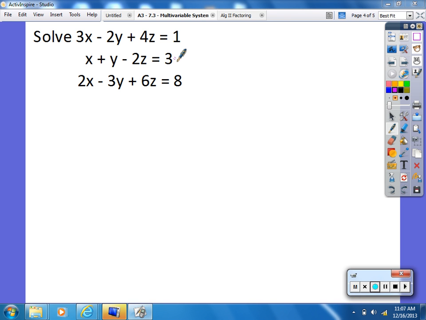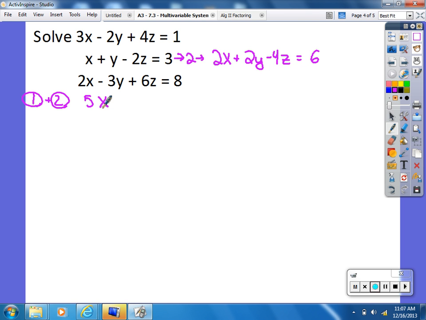All right, I'm going to multiply this equation here by 2. So 2x plus 2y minus 4z equals 6. And now I'll add that 1 plus 2 together. 5x, y cancel, z's cancel, equals 7. So I get x equals 7/10. Well, that's ugly. That's okay. I can't do anything with the fractions yet.